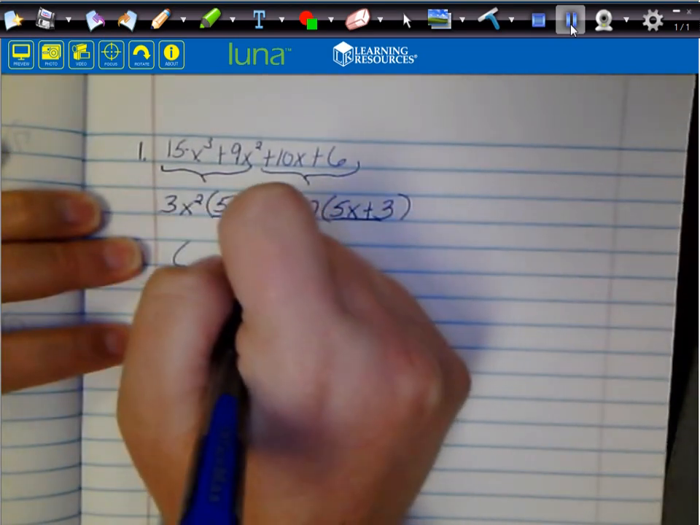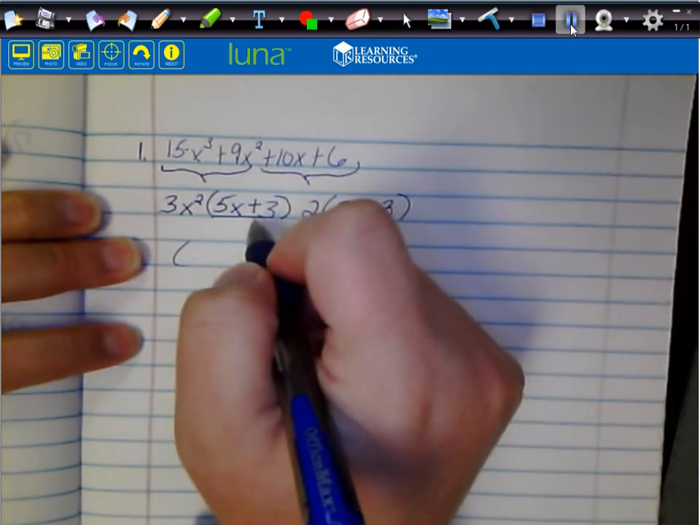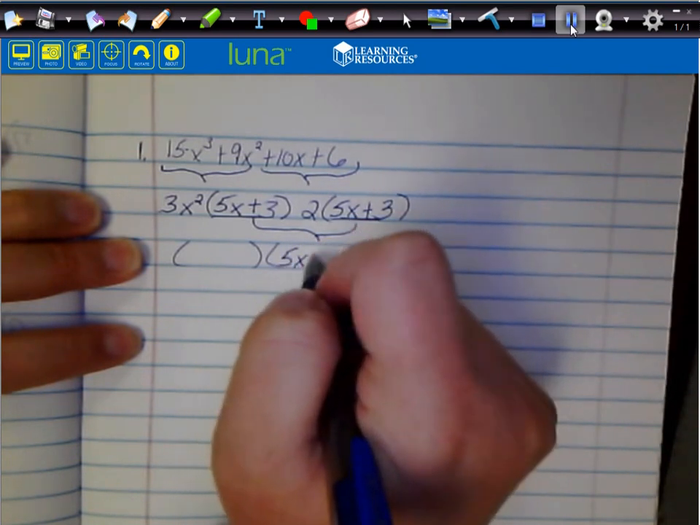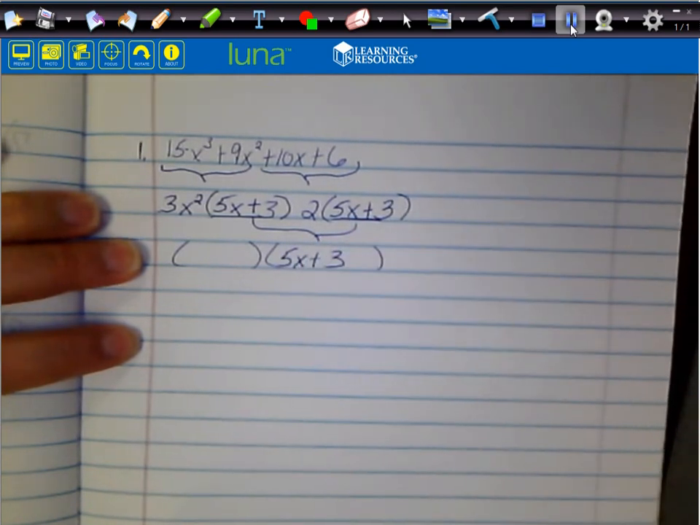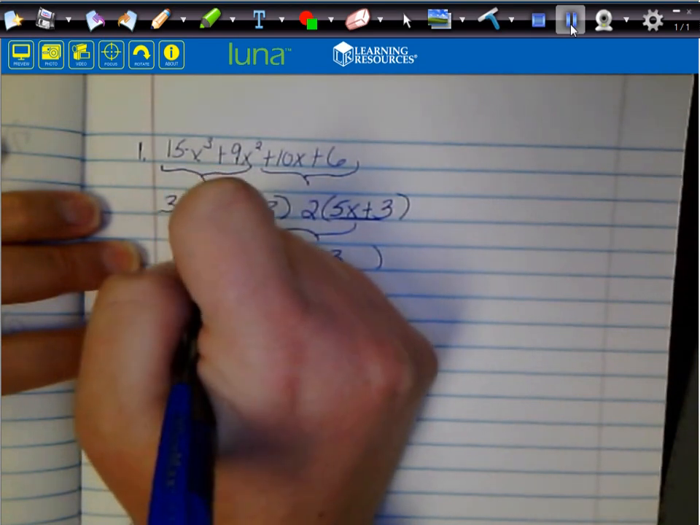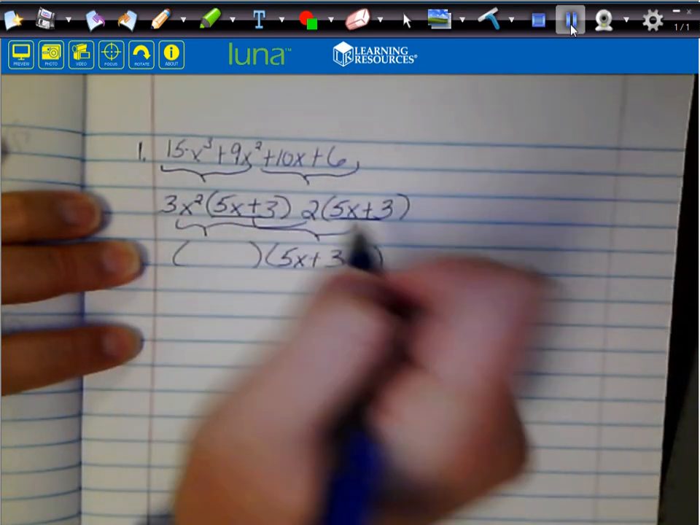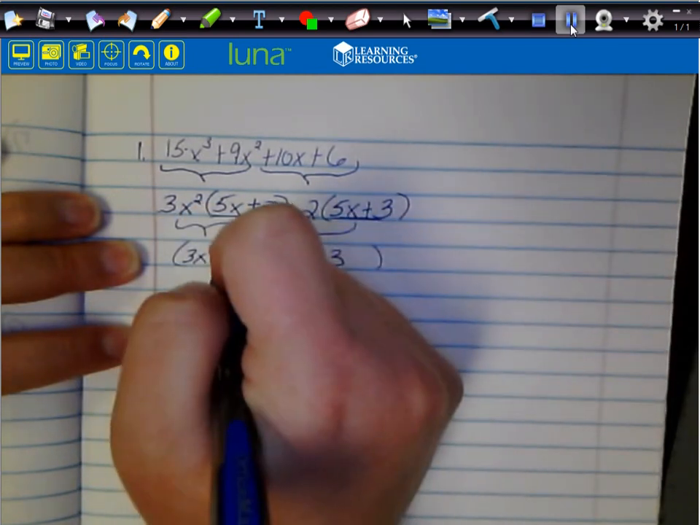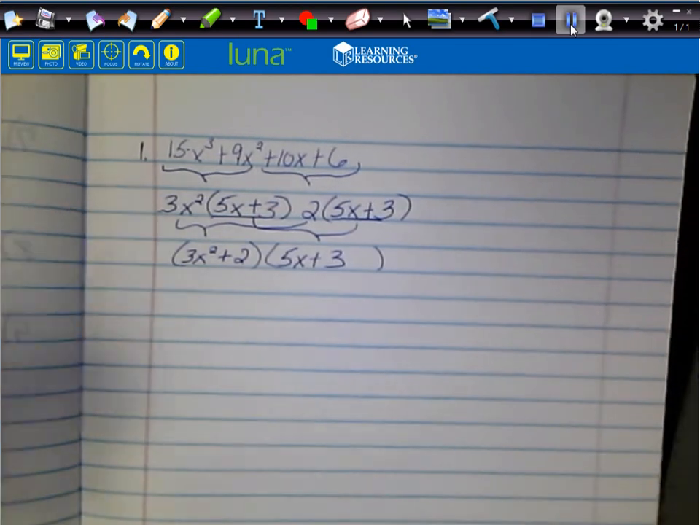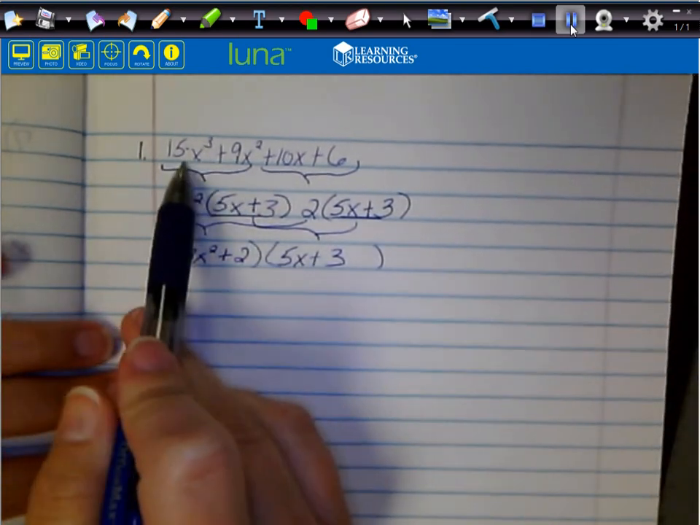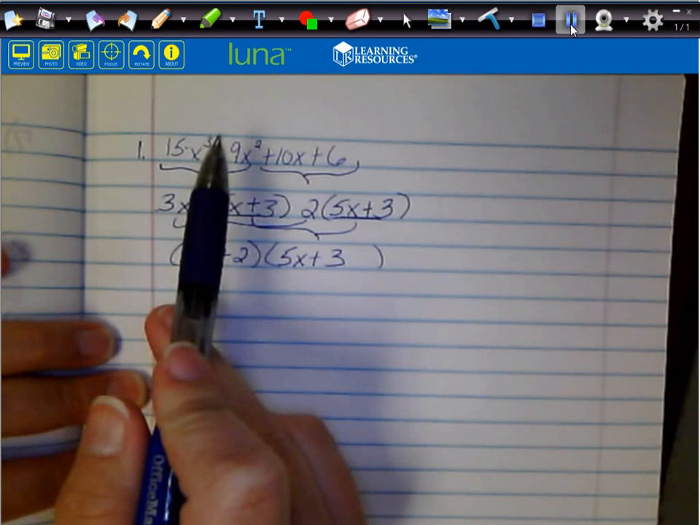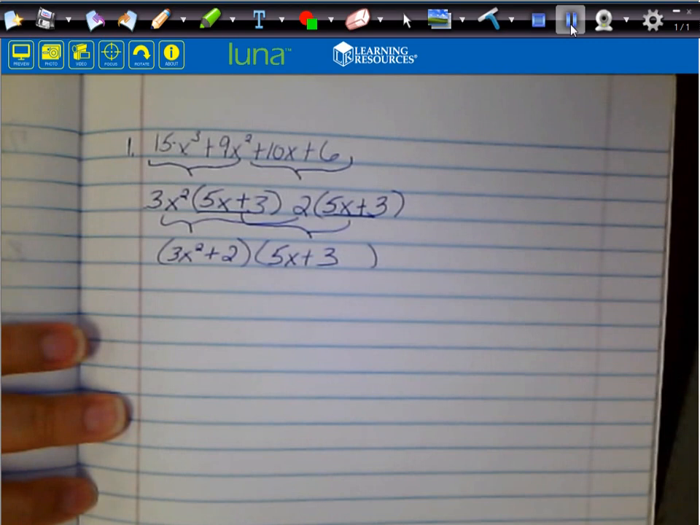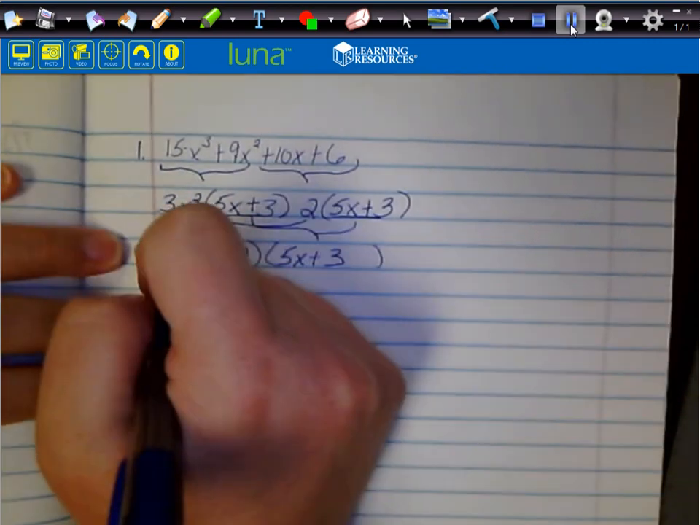So to get our 2 final factors, what's in parentheses here is going to make up one of our factors. So I'm going to say 5x plus 3. Our other factor is going to be made up by what's on the outside. The 3x squared is on the outside and the 2 is on the outside. So I'm going to say 3x squared, and since that 2 is positive, I'm going to say plus 2. So I just factored the 15x to the third plus 9x squared plus 10x plus 6 into 3x squared plus 2 and 5x plus 3. This is my final answer.